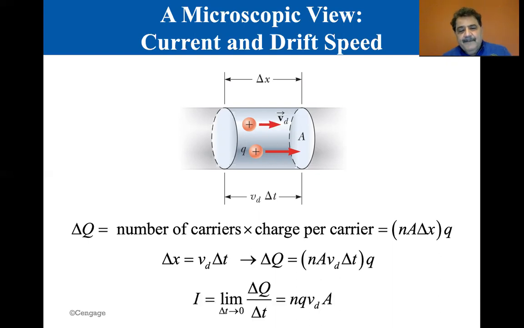So the current I is equal to the limit as delta t goes to 0 of delta Q divided by delta t. You put delta t in the denominator with what's defined as delta Q above, and you end up with n q v_d A. So it's the number of charge carriers times the charge per carrier times the drift velocity times the area. That's what current is. We'll stick with the previous definition, coulombs per second, but this is the microscopic view.